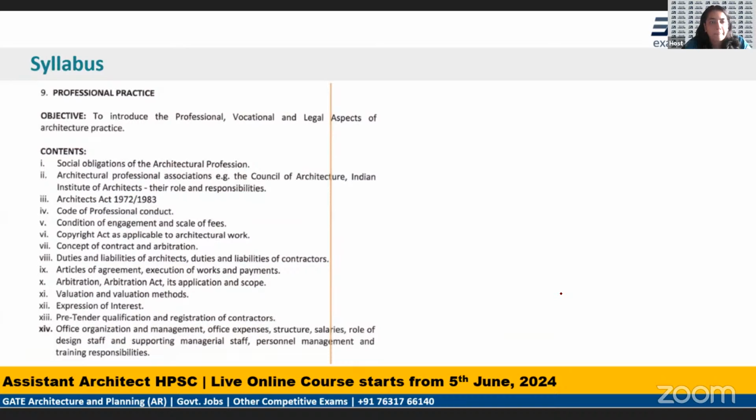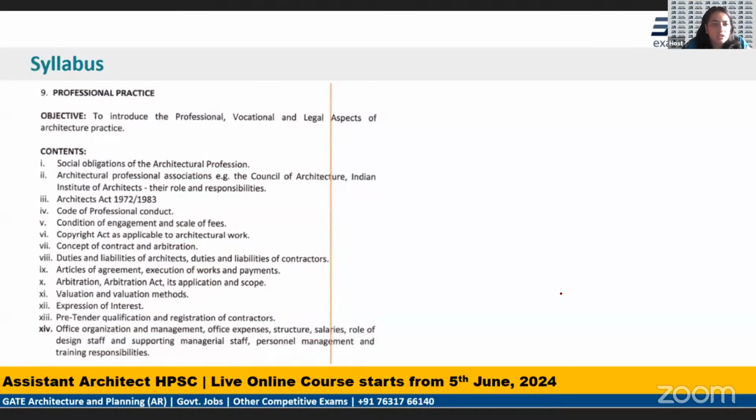Then coming to professional practice, here you are expected to know the vocational and legal aspects of your architectural practice. So right from the Architects Act 1972 to what is the code of conduct, professional conduct, plus conditions of engagement and scale of fees. For conservation work, what should the fees be? For landscape work, what are the fees? Interior work, what are the fees, etc. This is clearly all mentioned on the COA website as well.